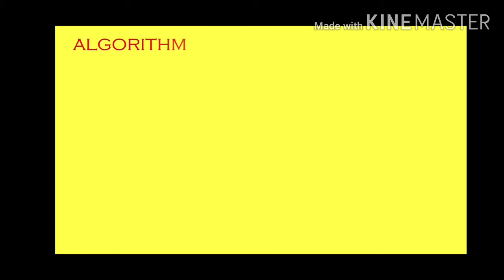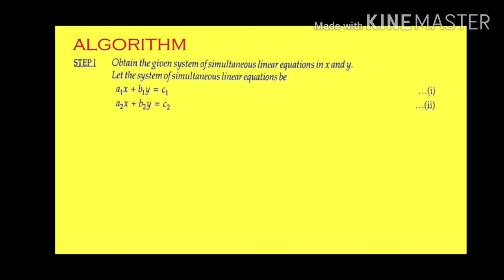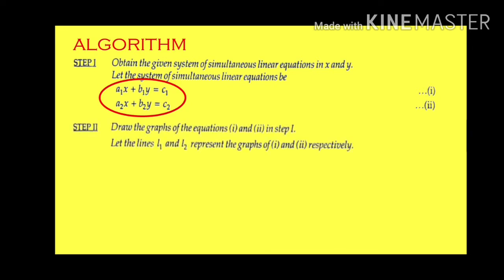So for this we will follow some step process, or you can say algorithm. In step 1, we will obtain the linear equations in x and y, and it should be in the form of a1x plus b1y equals c1, and a2x plus b2y equals c2. This is the general form of a system of simultaneous linear equations. In the next step, we will draw the graphs for these lines. Let them be L1 and L2.